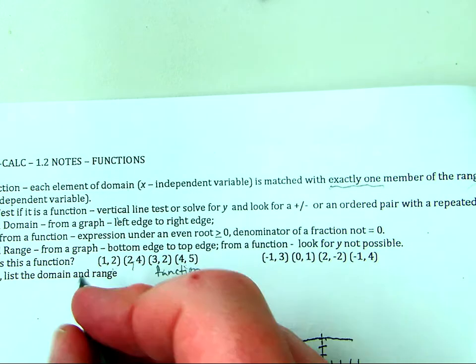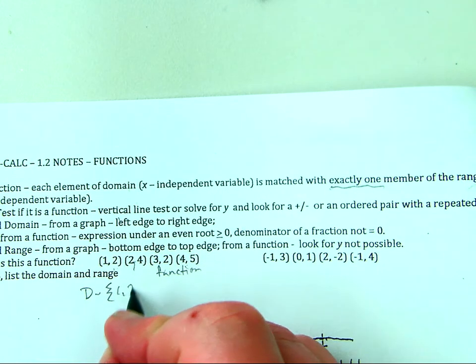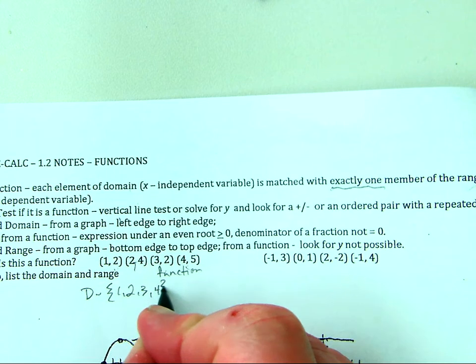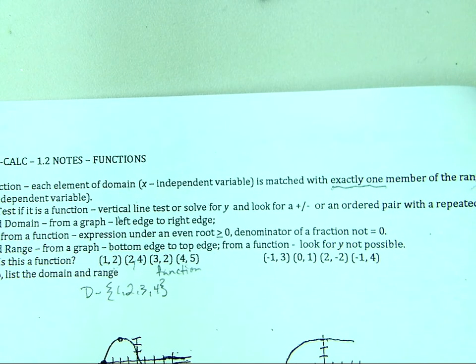It says list the domain and range. Well, the domain is all the x's, so that'd be 1, 2, 3, 4. You might be tempted to put 1 through 4, but that isn't right. It's only those 4. That's all we know about, just those 4.